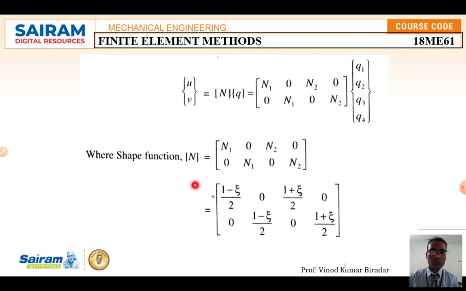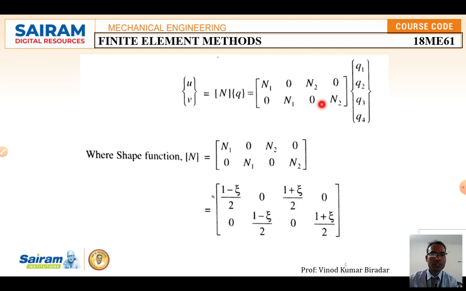We know the shape function N1 values. Substitute the N1 and N2 values in this equation. N1 is equal to 1 minus zeta by 2. This symbol is called zeta, or in some textbooks it is called xi. So N1 is 1 minus zeta by 2, and N2 is 1 plus zeta by 2.